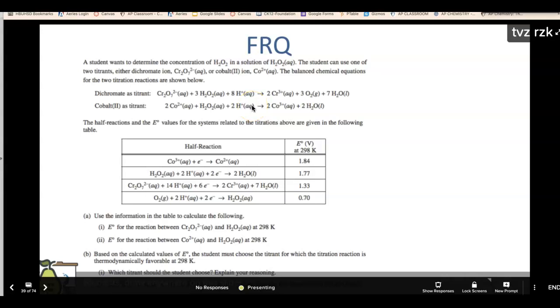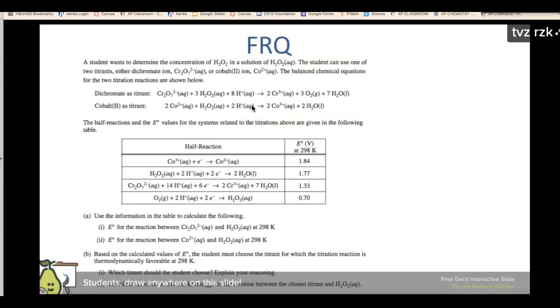So it says the student wants to determine hydrogen peroxide concentration in a solution of hydrogen peroxide. So it's hydrogen peroxide and water. That's what the solution means. And the student is picking between two different titrants, dichromate or cobalt. Okay?